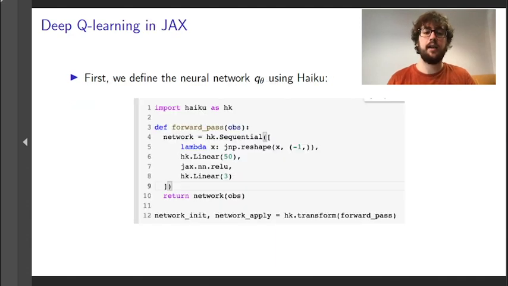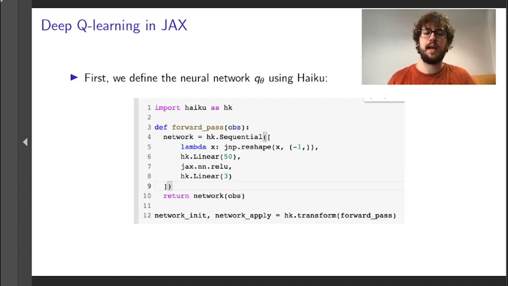In JAX, we could define such a neural network very trivially using the haiku module. With this library, we just need to define the forward pass of the network, as for instance, in the case of an MLP, a sequence of a linear, a ReLU, and another linear. And then we can use the haiku.transform to extract two Python functions specifically. One, network init, that initializes the parameters of the network, and the second, network apply, that basically computes the forward pass, taking the parameters and the state as input.